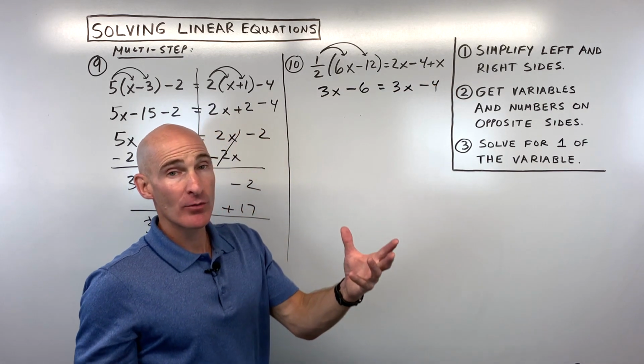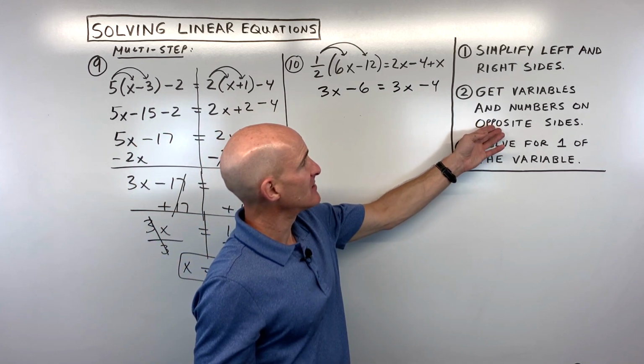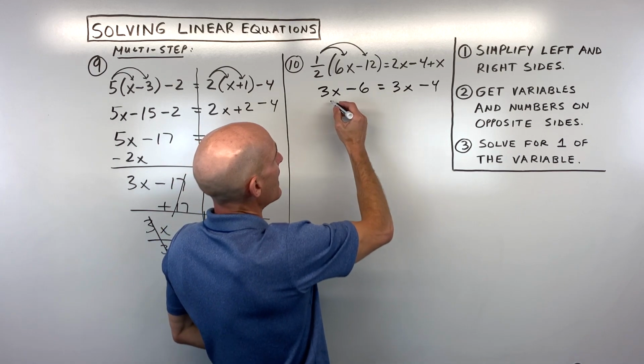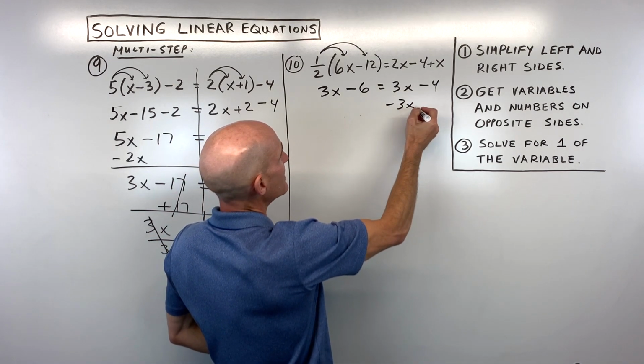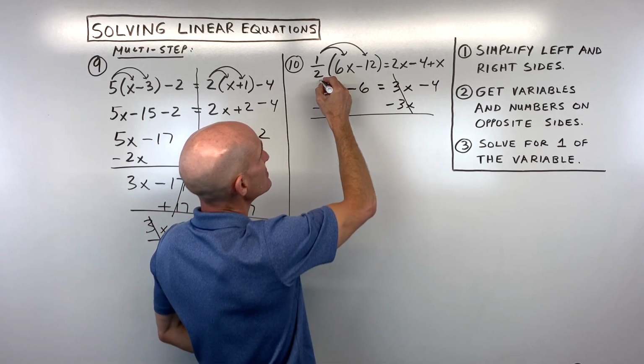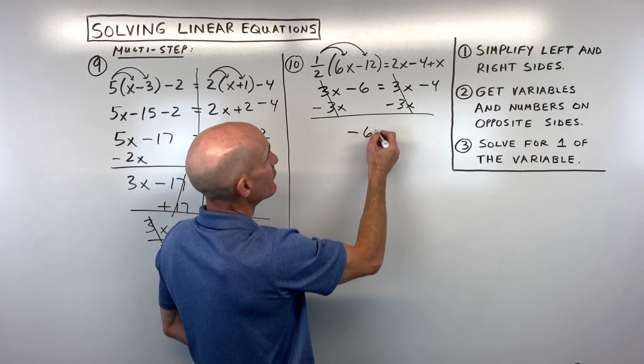Now we want to get variables and numbers on opposite sides. So that's step number 2. So I'm going to get the variables on the left, so I'm going to subtract them on the right. So -3x minus 3x. Okay, that cancels. That cancels. Look what we're left with.